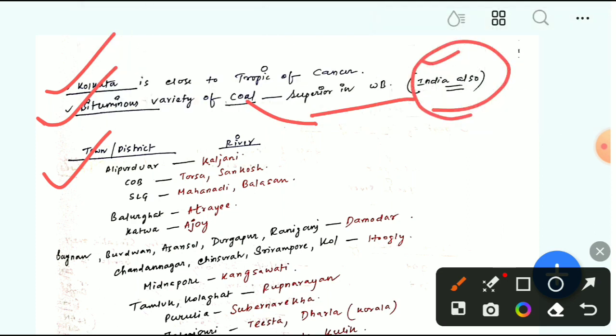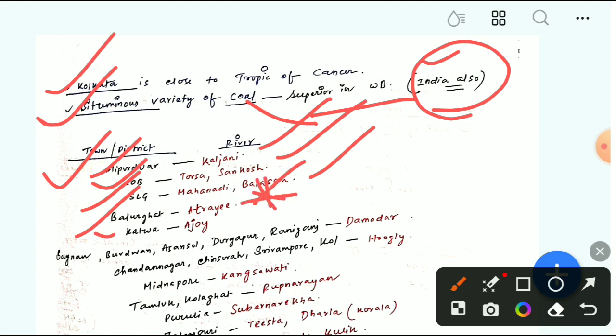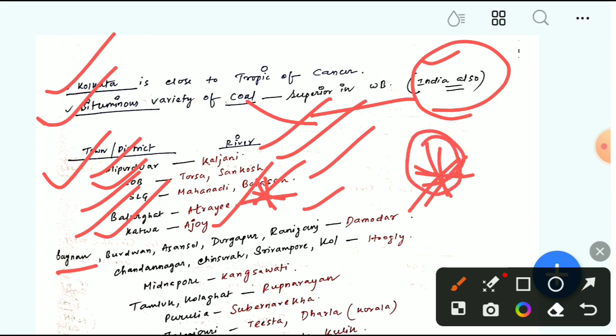Next important thing is towns, districts, and rivers, that is, the banks of rivers along which the towns lie. Alipurduar, Kaljani River is the bank for Alipurduar. Coochbehar, it is Torsa and Sankosh. Siliguri, it is Mahananda and Balason. Balurghat, it is Atreyee, very important. Katwa, it is Ajoy River. Next is Bagnan, Bardhaman, Asansol, Durgapur, and Raniganj. It is Damodar, the very important river, Damodar.